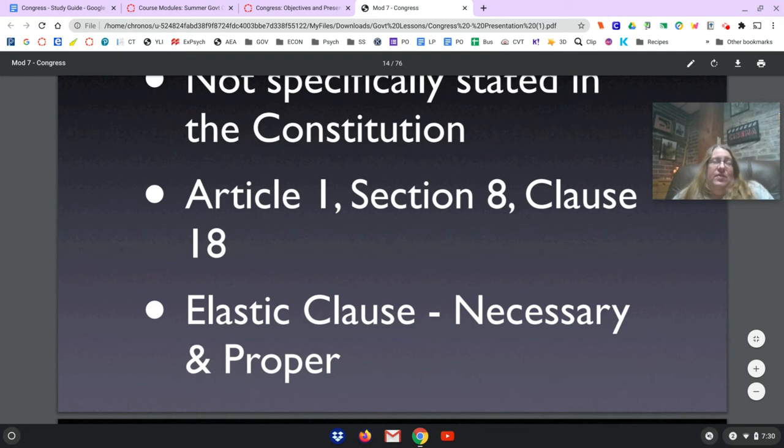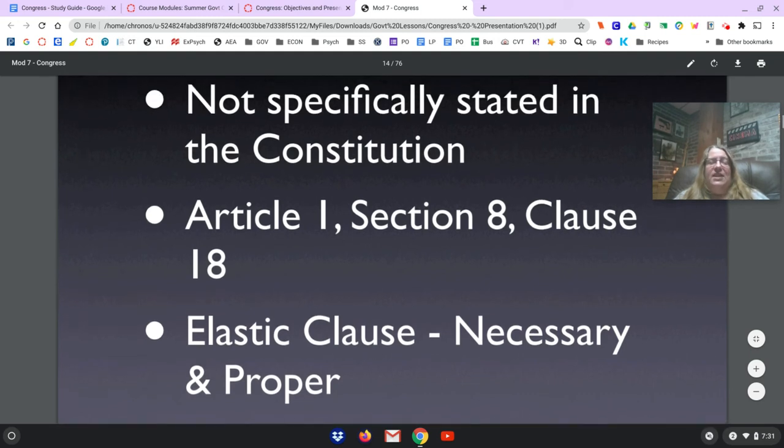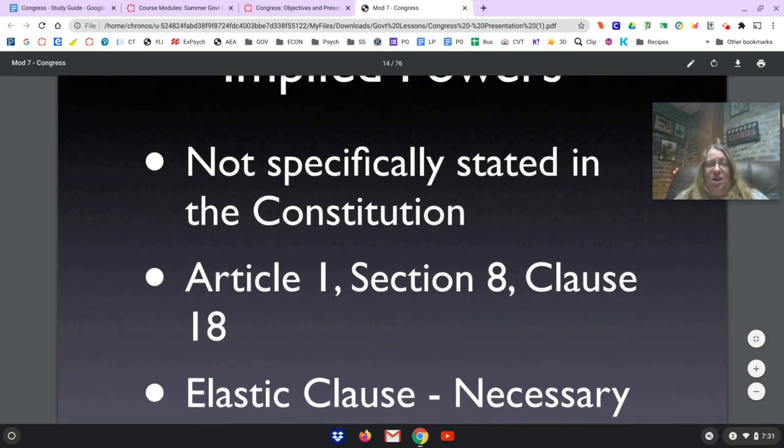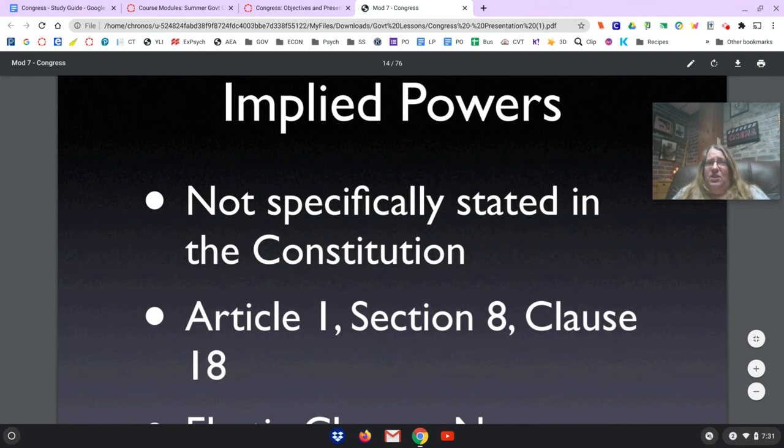So some of you are filling out your federal grant for college, and you're trying to get a Pell Grant or guaranteed student loan. That's nowhere in Article 1, Section 8, Clauses 1 through 17, but people think it's necessary and proper to have a strong educational system. And so that falls under Article 1, Section 8, Clause 18, this elastic clause. And it's implied that government can do that.